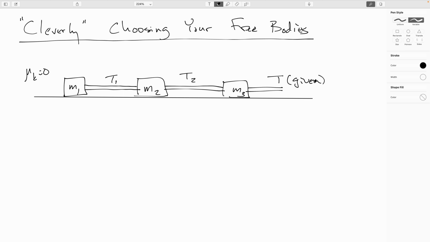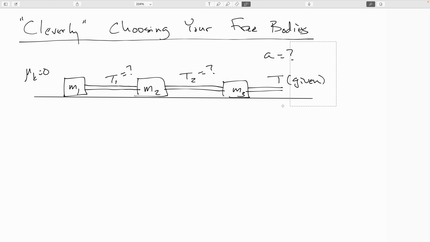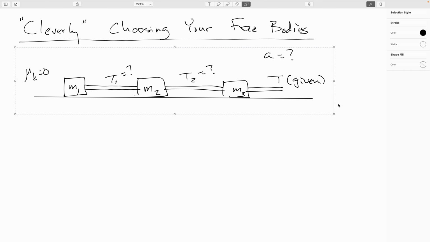Now let's say what you want to find is the force due to tension in each of these ropes. And since the ropes are ideal physics ropes, they're massless and they don't stretch, all of these are going to accelerate at the same rate, and so we can also ask what is the acceleration of all of these. So let me copy that because I'll need it again in a bit.